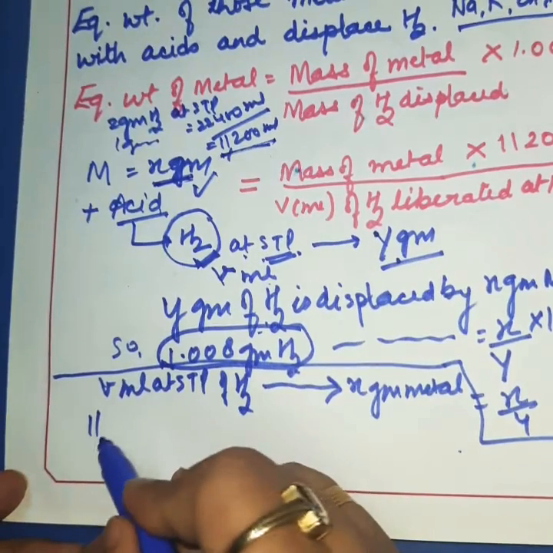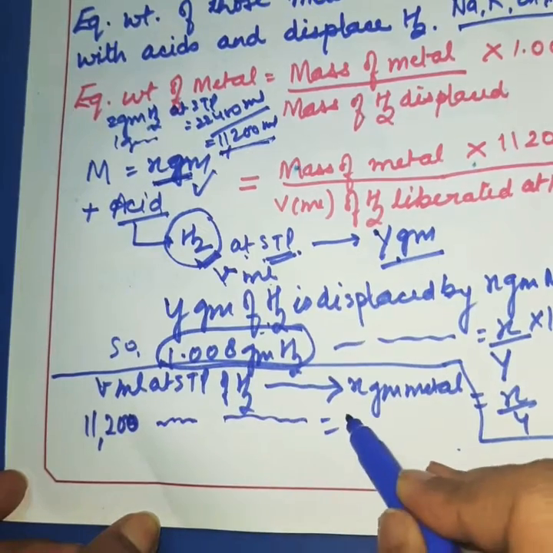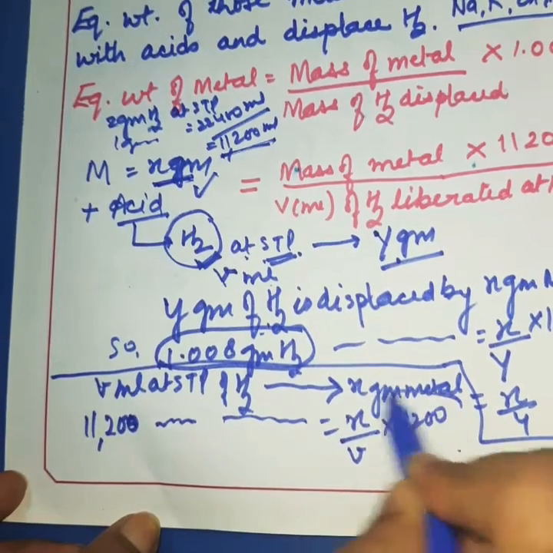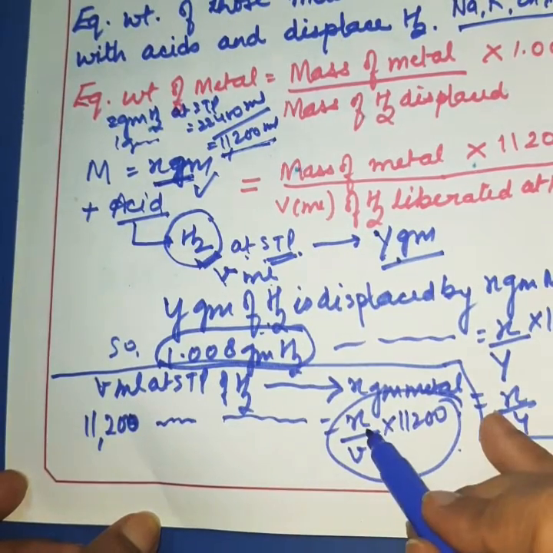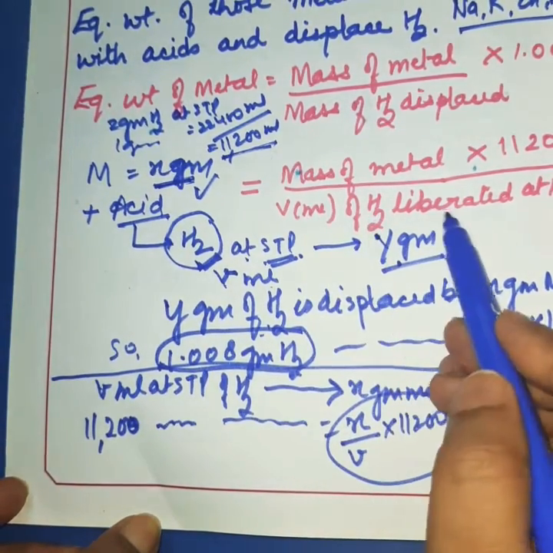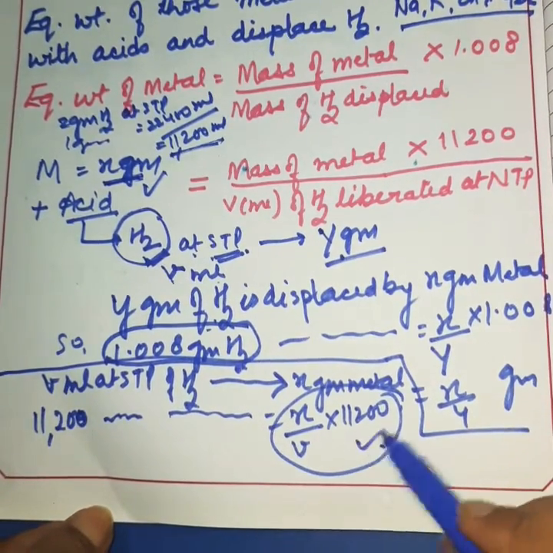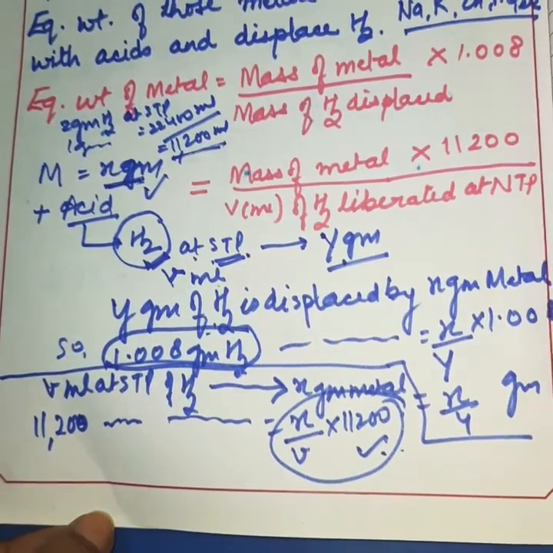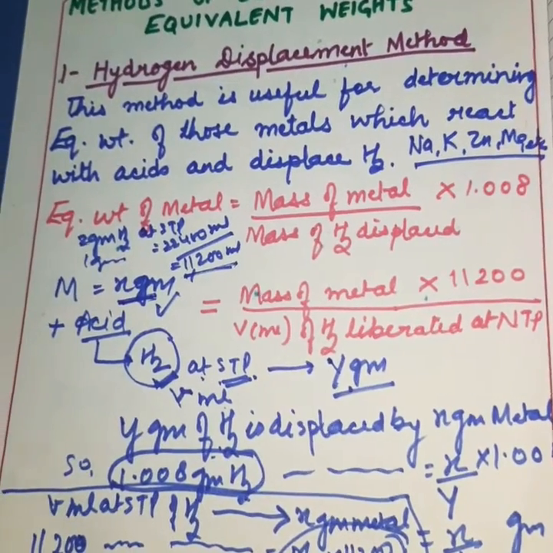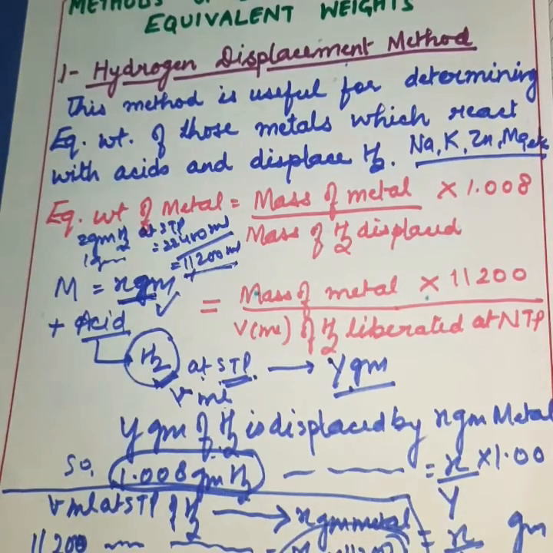So I can say 11,200 ml at STP of hydrogen will be liberated by x upon v into 11,200. Now this is the formula here. What is x? x is mass of metal. What is v? v is volume in ml of hydrogen liberated at NTP, multiplied by 11,200. So this way we derive the formula. So dear students, you can solve the numericals based on the hydrogen displacement method using directly the formula or using this unitary method calculation. I hope this method is understood.